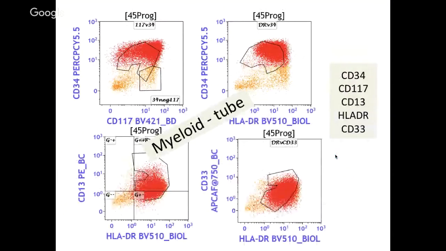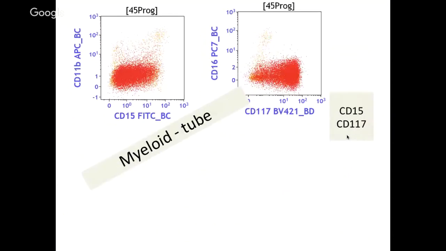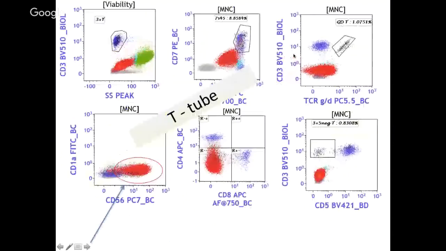Then we did the myeloid tube. It could still be AML. CD10 was negative. All markers for myeloid were positive: 34, 117, 13, HLA-DR and CD33. CD15 and 117 also positive. So we are dealing with a myeloid neoplasm which has an aberrant expression of CD19.